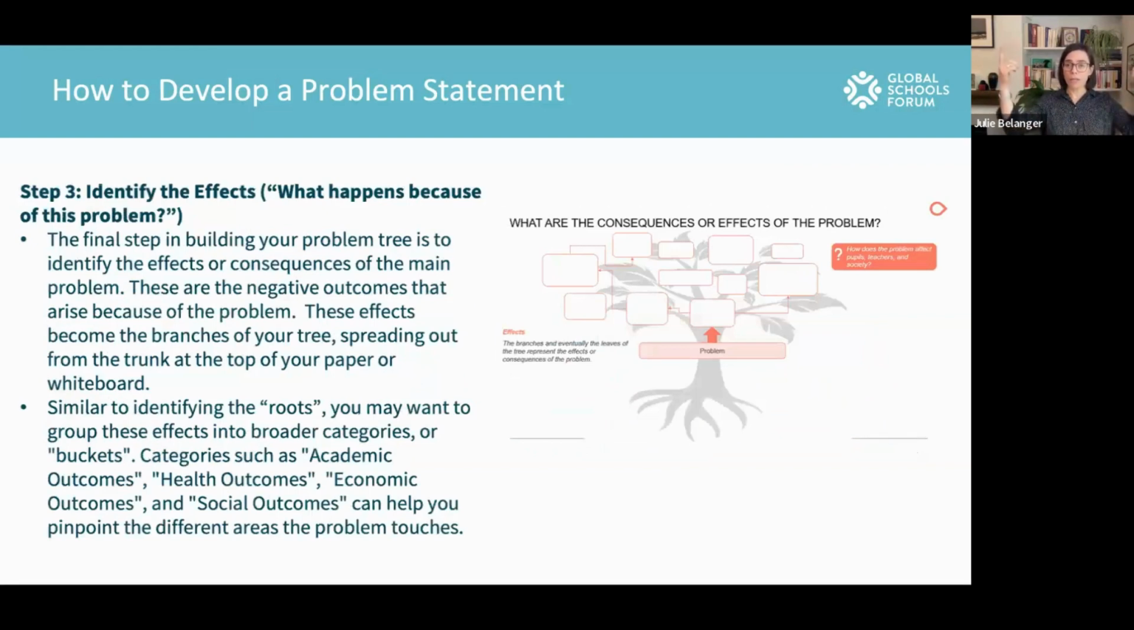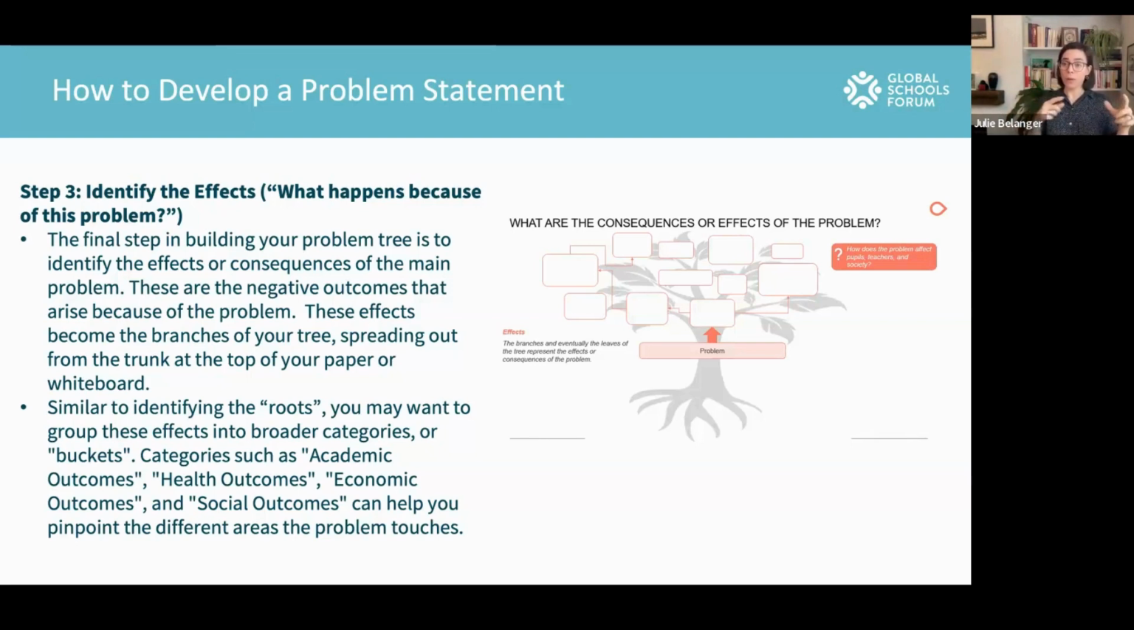Once you've done that, then you want to think about the impact or the effect that your problem is having, and things that you're seeing in the branches and the leaves of your tree. So it can spread out from the trunk, and at the top of your paper, of your whiteboard, you might have the leaves that are more distant impacts, right? So things like this might have an impact on even socioeconomic outcomes, for example, in the country. Similarly to the roots, you could group these into different categories if you'd like. So you might have, for example, academic outcomes, health outcomes, economic outcomes, social outcomes, and group them together if it makes it a bit easier to digest.